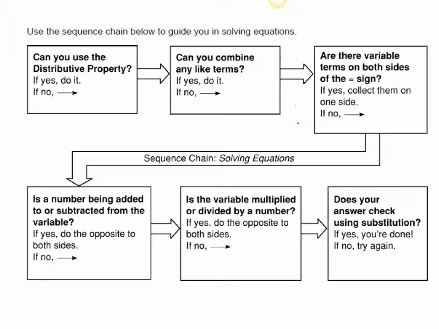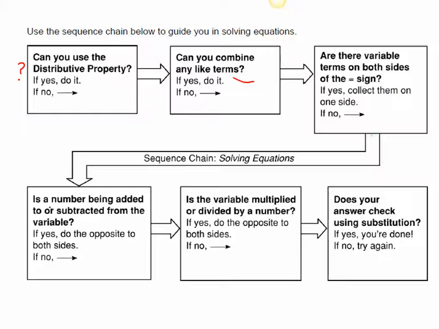So the first thing you would do when looking at an equation is check to see, can you use the distributive property? If you can, then you do that. If you can't, then you move on to the next step. Can you combine any like terms? If yes, you do that. If no, you move on. And in each of these steps, once you do it, you move to the next step. Are there variable terms on both sides? If yes, collect them on one side. If no, move on.